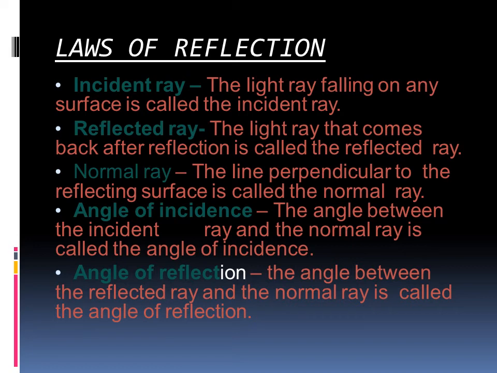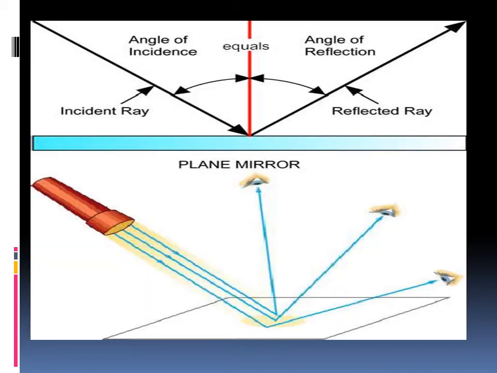Then we have angle of incidence. The angle which forms between the normal ray and the incident ray is called angle of incidence. Similarly, the angle formed between the normal ray and the reflected ray is called angle of reflection. We will see a figure here.